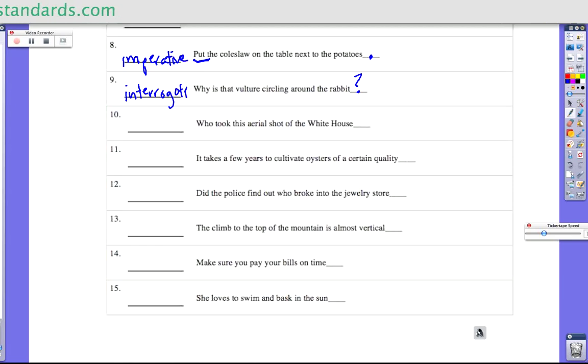Who took this aerial shot of the White House? Again, each one of these starts with a question word. That is asking a question. That's also an interrogative.